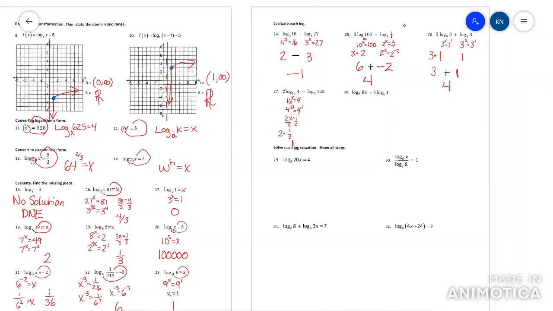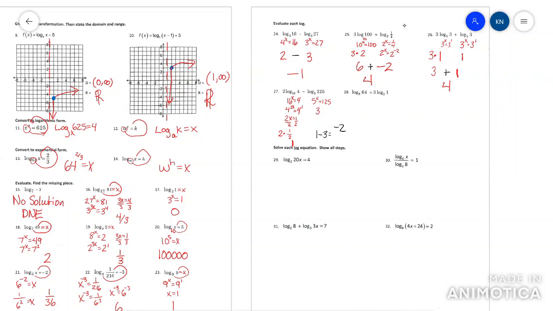2 times 1/2 is 1. And then the second part's like 5 to what power equals 125? Well, that's 3. So it's really, this whole question is 1 minus 3, which is negative 2.